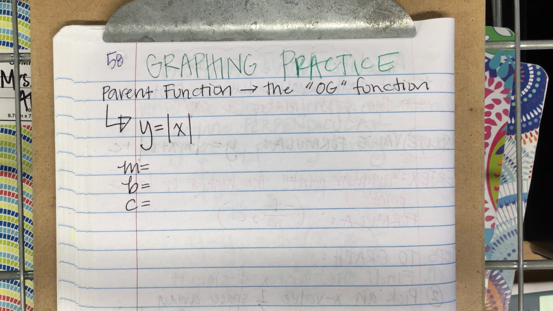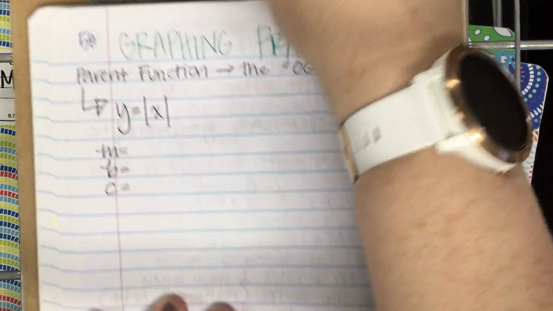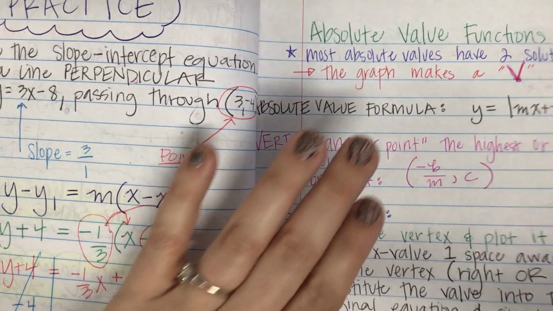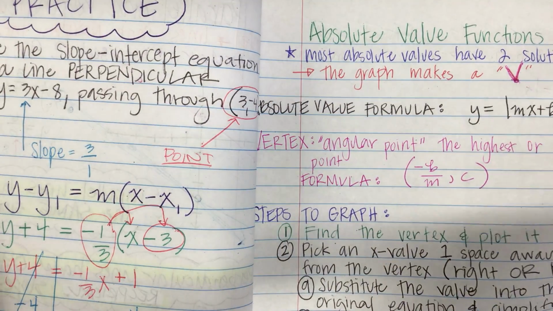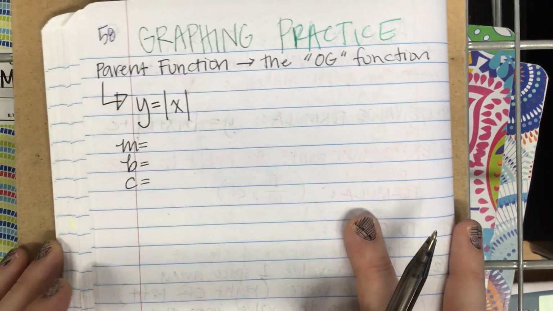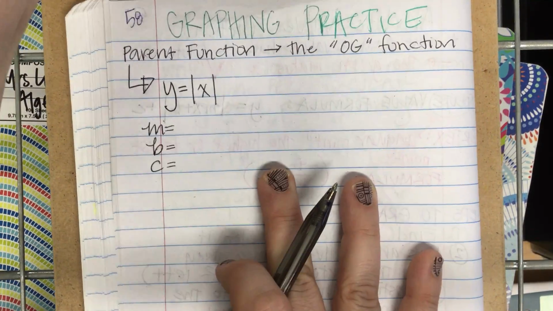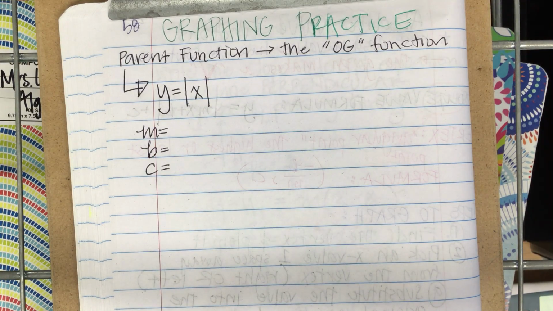Do you remember what the formula I gave you looked like? If you don't, remember, you can just find it right over here on the other side of your notes. What's the M, the B, and the C? Let's first start by identifying. Remember, identification is the best because it's super easy. It's just there.